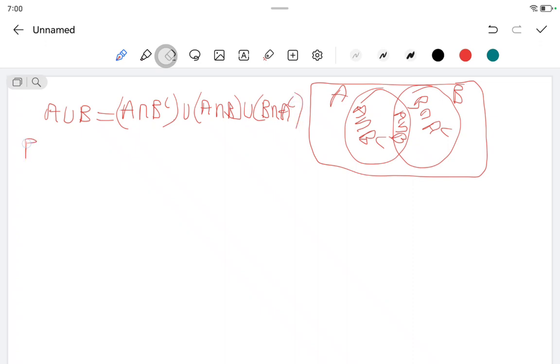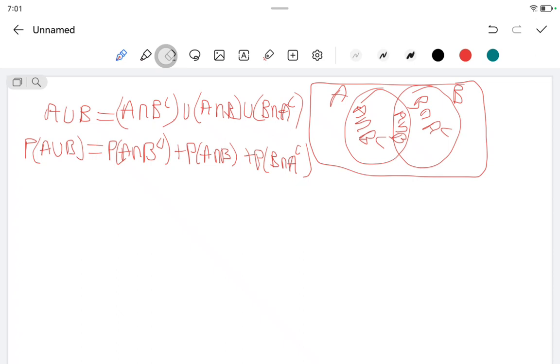Then if I put the probability here, I'm going to have the probability of A and B complement plus the probability of A and B plus the probability of B and A complement. Then I know that I can find these individually. So let's go find them.